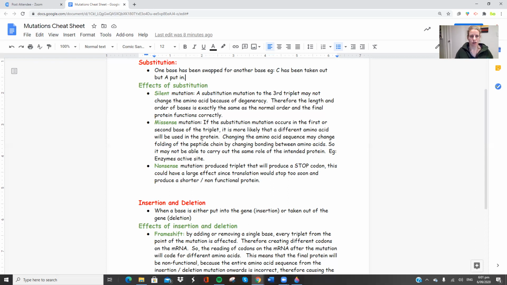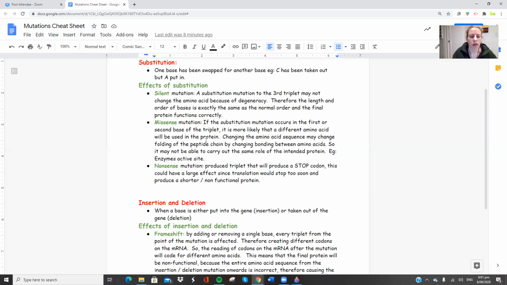Okay, so the third effect of substitution is a nonsense mutation. And that's when the produced triplet, so the new triplet, will produce a stop codon. This can have a large effect since translation would stop too soon and would have a short non-functional protein. So if the mutation happens right at the beginning and it creates a stop codon, then none of the subsequent amino acids will form. They won't join together. So instead of being this long, the protein will be this long. And of course, then it won't fold into the right shape. So that's bad as well.